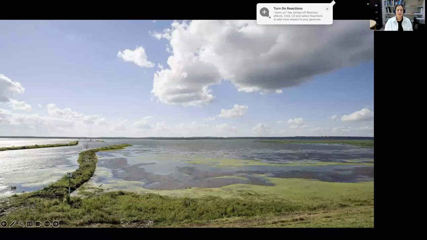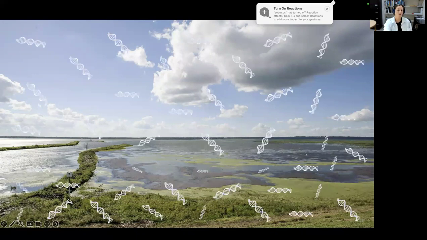So thank you all again for being here. I hope next time you're out at Emiquon, you think about all of the DNA out there and about how we can use environmental DNA to improve the conservation of this fabulous system.